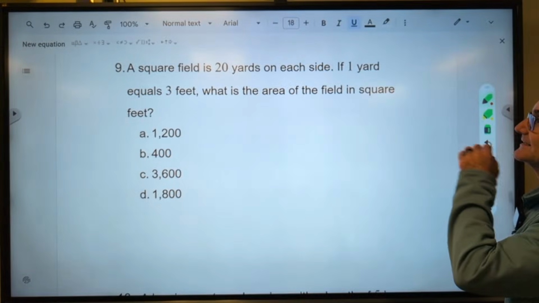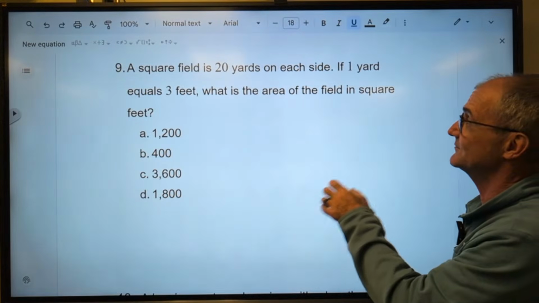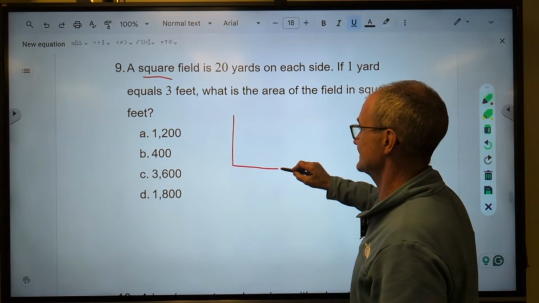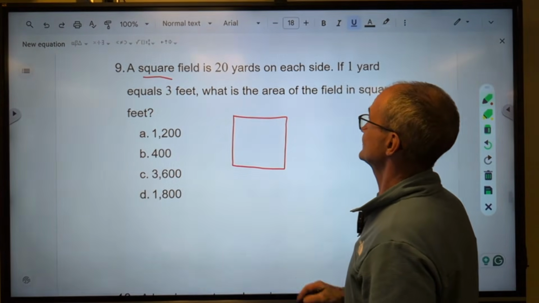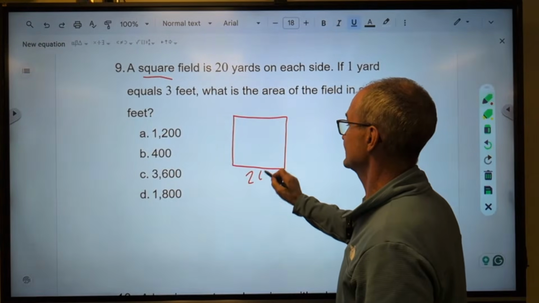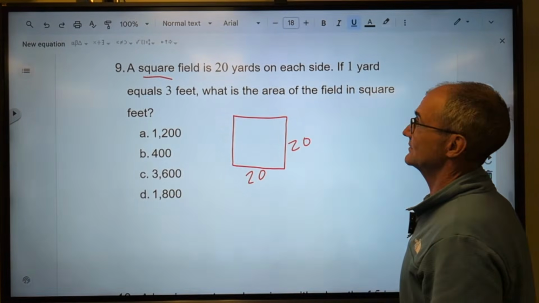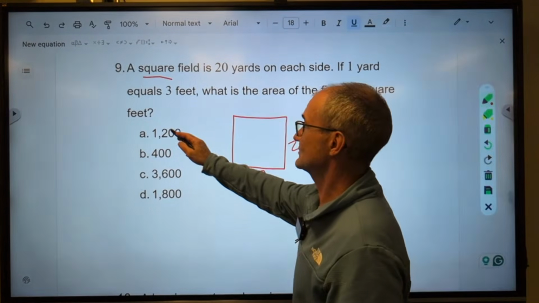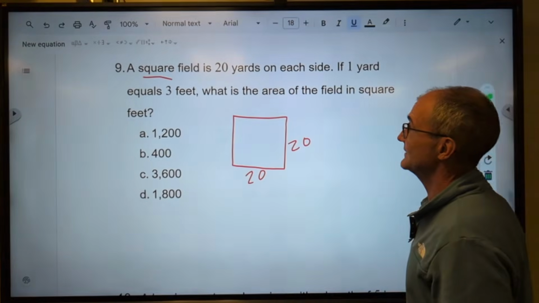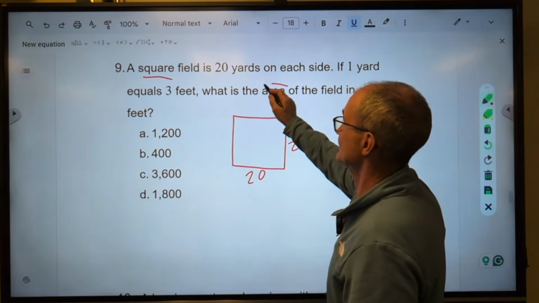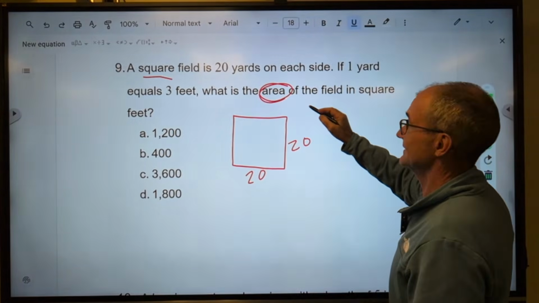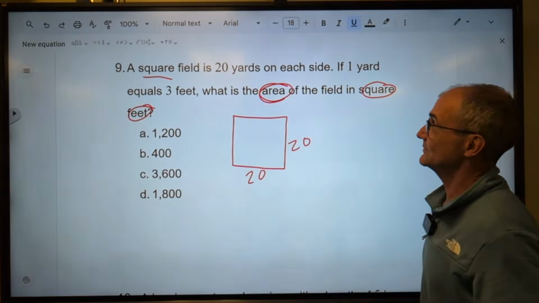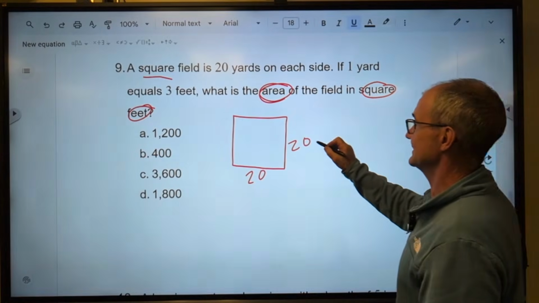Okay, convert that sentence to a picture. A square field. That's an important word right there because it means this and this are the same. Is 20 yards on each side. If 1 yard equals 3 feet, what is the area of the field in square feet? So what we're looking for is the area in square feet, right? That's important. This is 20 yards.